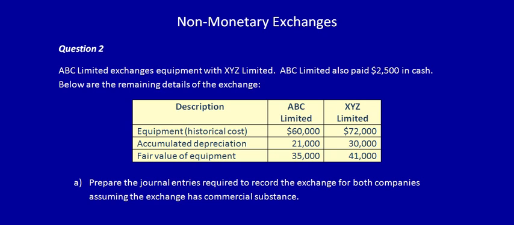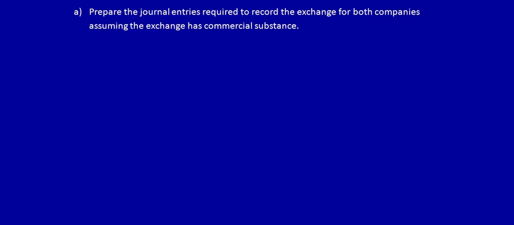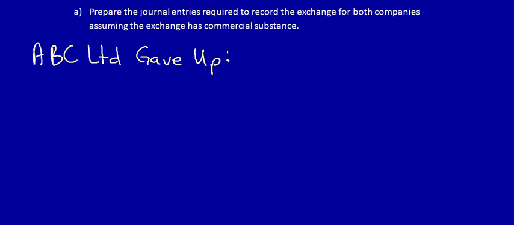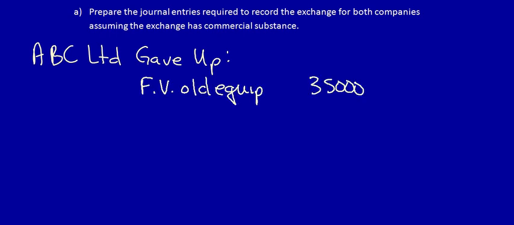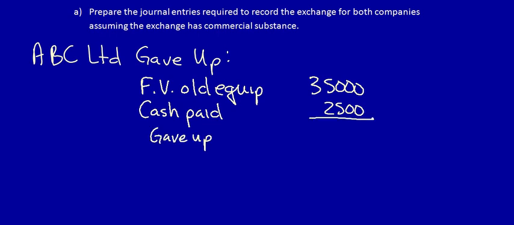A. Prepare the journal entries required to record the exchange for both companies, assuming the exchange has commercial substance. Let's get started with ABC. Because this exchange has commercial substance, we have to use the fair value. And as always, we start with calculating what was given up. Notice we use the fair value of the asset given up, $35,000 according to the chart. The cash paid must be added in because it is part of what the company gave up in order to get the new equipment. The company therefore has to give up $37,500 worth of value.